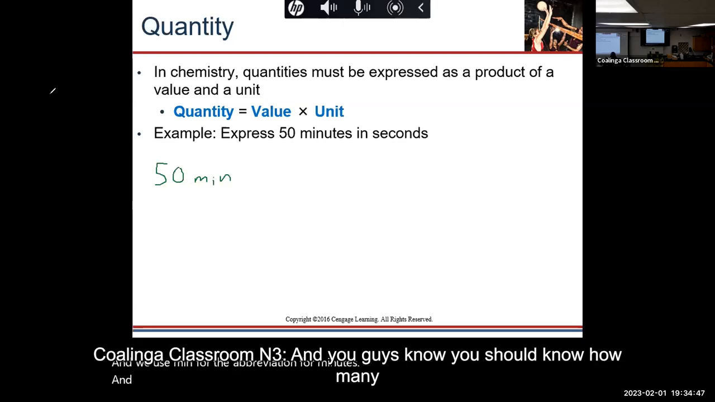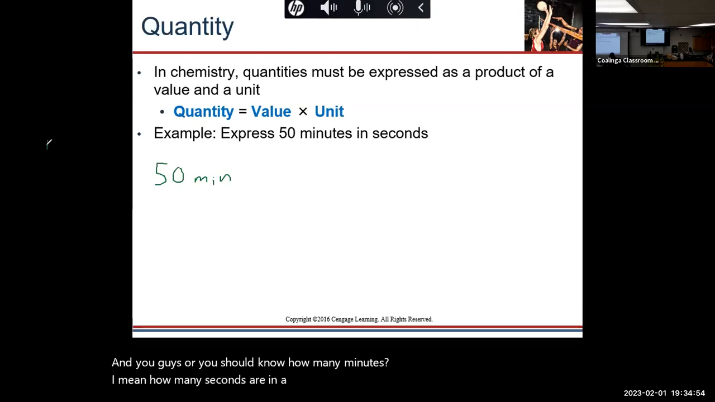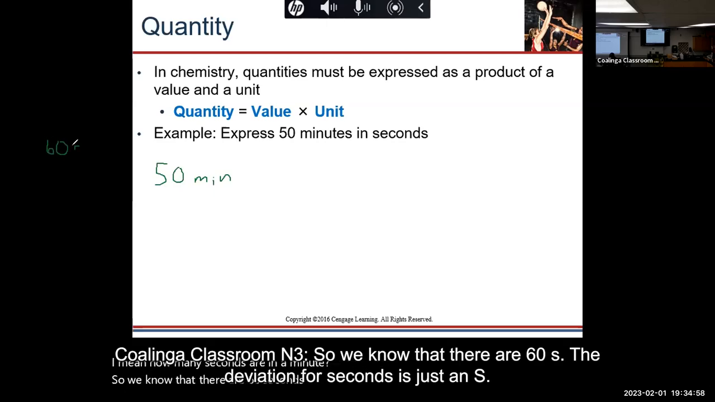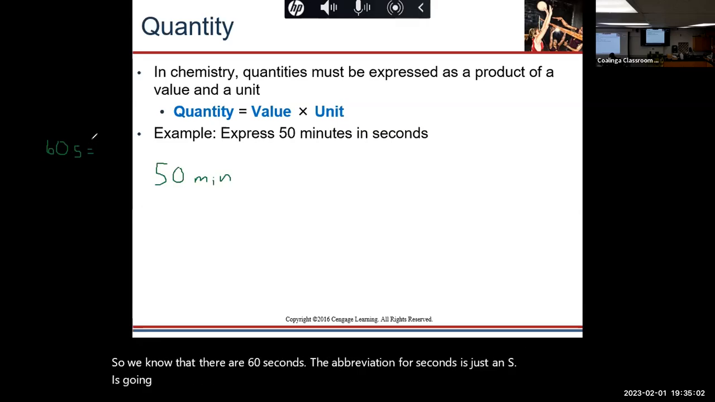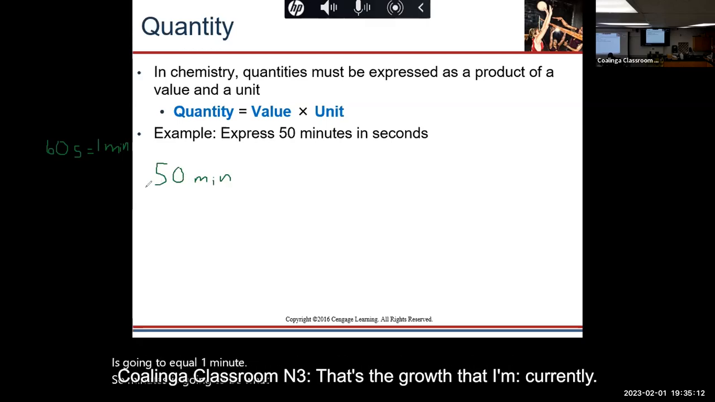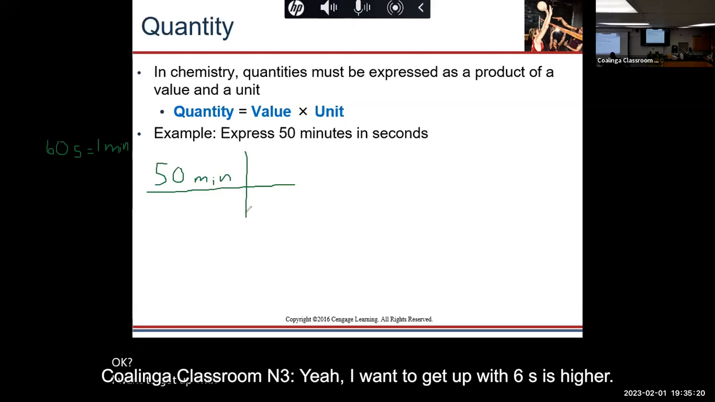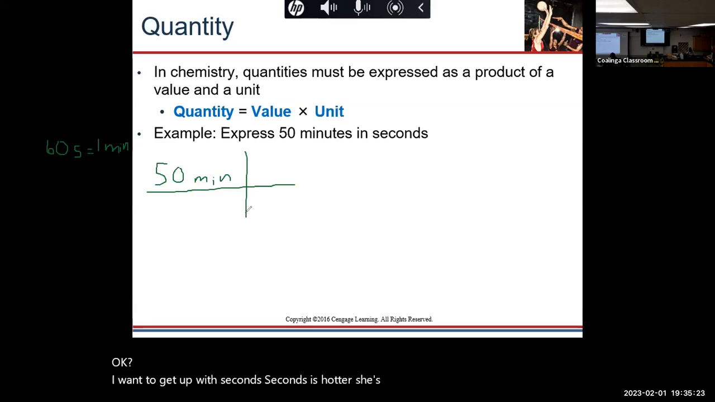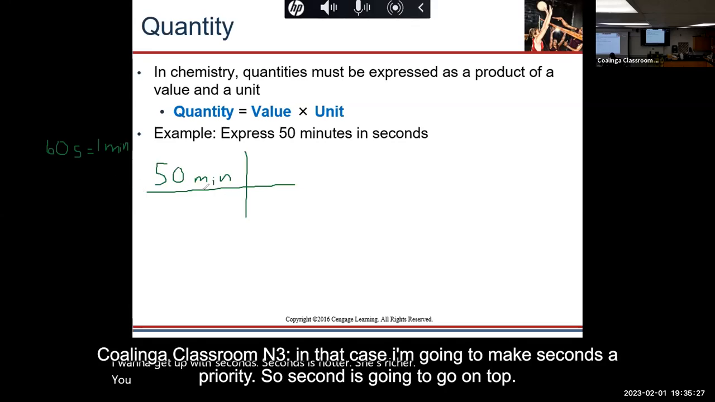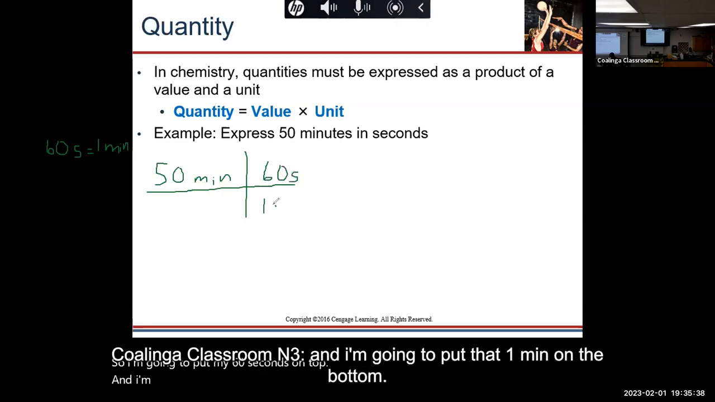You should know how many seconds are in a minute. There are 60 seconds, and the abbreviation for seconds is just an S. It's going to equal 1 minute. Minutes is what we're starting off with, that's the girl I'm currently seeing. Now I want to get up with seconds. Seconds is hotter, she's richer. So I'm going to make seconds a priority, so seconds goes on top. I'm going to put my 60 seconds on top and that 1 minute on the bottom.